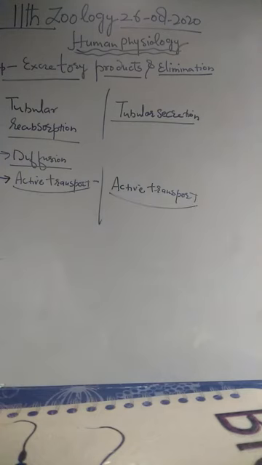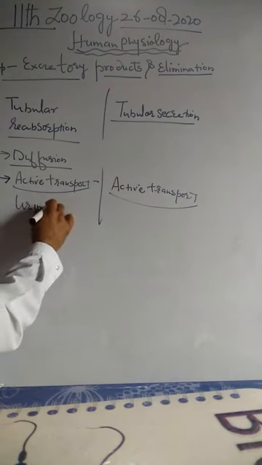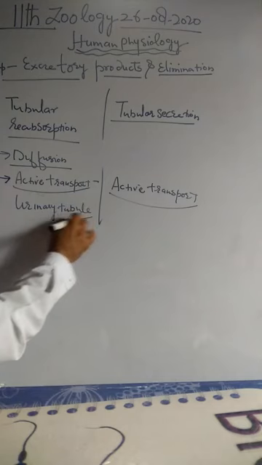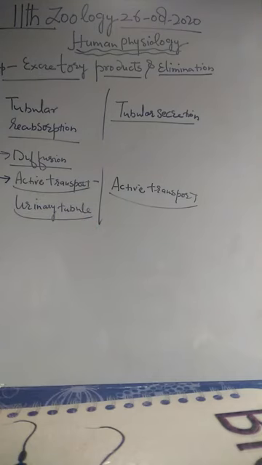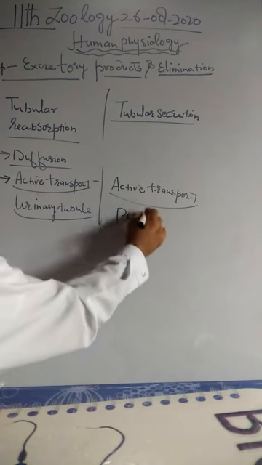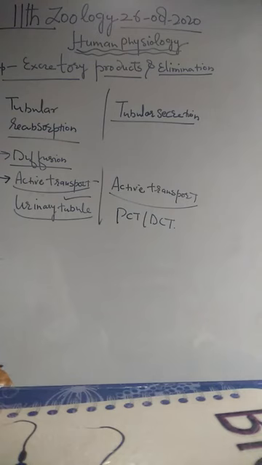It utilizes energy. The fourth point of difference is that tubular reabsorption takes place throughout the urinary tubule. So far the tubular secretion is concerned, it takes place in the proximal and distal convoluted tubules. It takes place in the PCT and DCT only. Tubular reabsorption takes place in the urinary tubules.